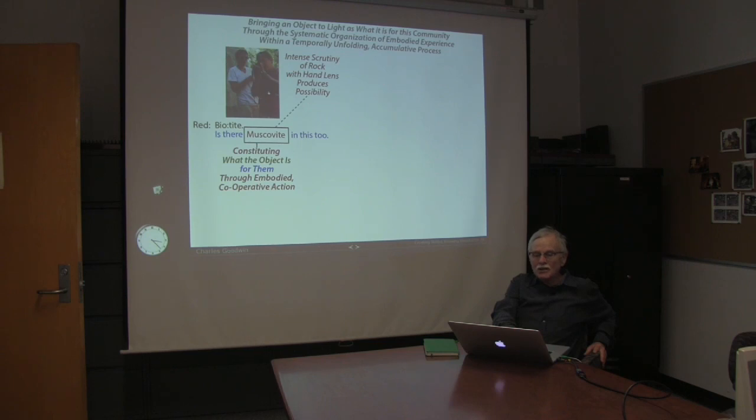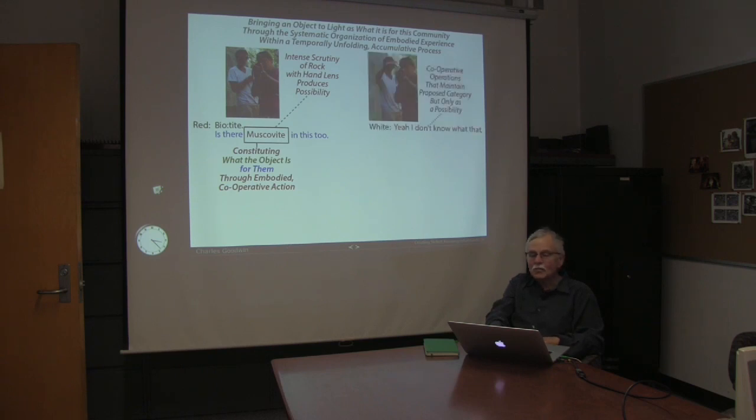So Red over here treats this as a possible instance of muscovite. And let me just say, the whole rock she's holding isn't muscovite. Muscovite is a little kind of thing in the midst of that rock. But note she does it as a tentative. She first doesn't just look at the rock. She looks at it as a geological object. She uses a term like muscovite. So she constitutes it as what it is for them.